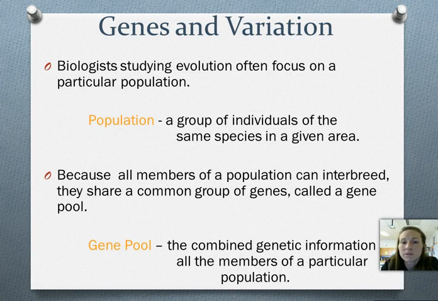Okay, so genes and variation. Biologists study evolution. They often focus on a particular population to study the changes that occur over time. So a population is a group of individuals of the same species living in a given area together. And then because all the members of a population can interbreed, they all share a common group of genes, which we call a gene pool. So the specific definition for gene pool would be the combined genetic information of all the members of a particular population.